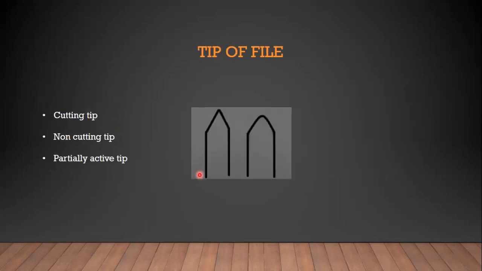Now the tip of the file. The tip of the file can be a cutting tip, a non-cutting tip, or a partially active tip. A cutting tip will have the ability to enter a narrow calcified canal, but if it goes beyond the apical foramen, it will lead to the formation of an elliptical tear. So we don't want to have a cutting tip all the time. But according to Cohen, most of our retreatment files are provided with a cutting tip. We need a cutting tip in retreatment files. In most normal rotary files nowadays, they are provided with a partially active or semi-active guiding tip that allows the file to move in the canal smoothly. Like in Wave One Gold, we have a partially active tip.